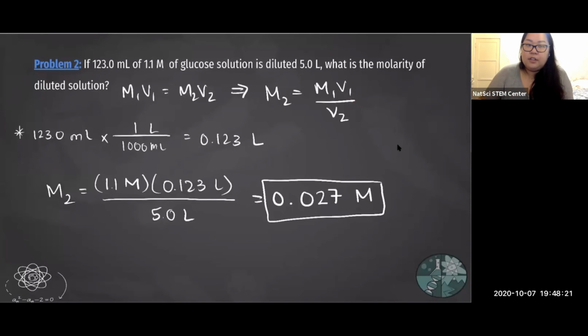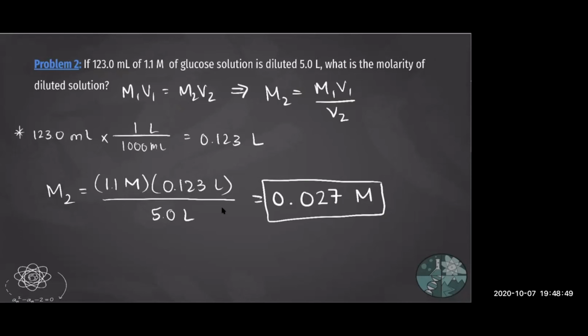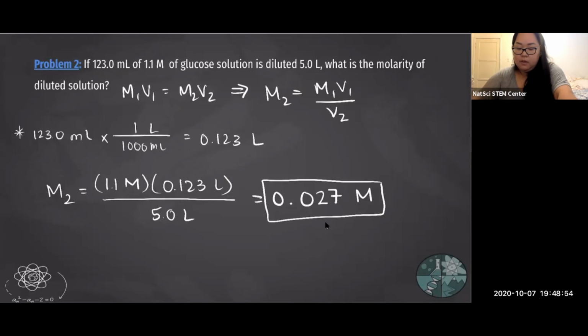First thing I noticed after that is your initial volume is in milliliters. So I convert it to liters, and then I just plug it into what we did the setup as. When you plug it in, your liters cancel out, you're left with molarity, and once you plug it in, you get 0.027. Did you guys all get the same? Yes. Okay, so we'll go on to the next problem.